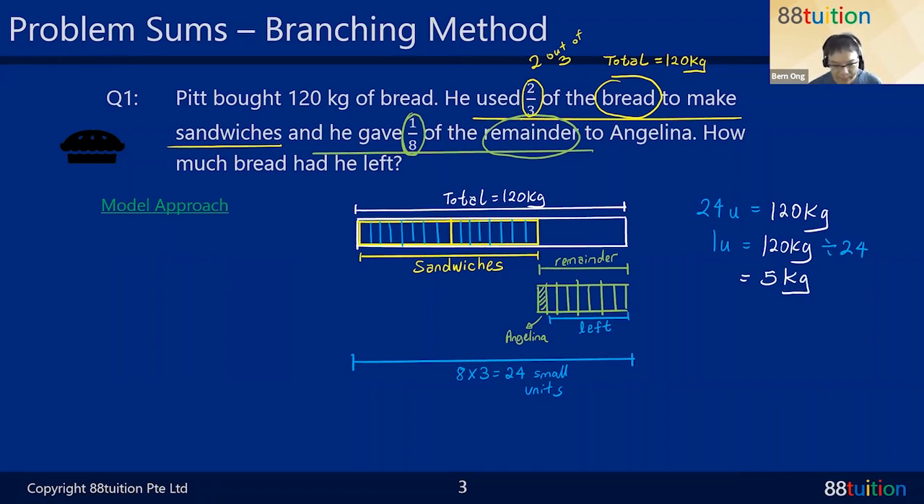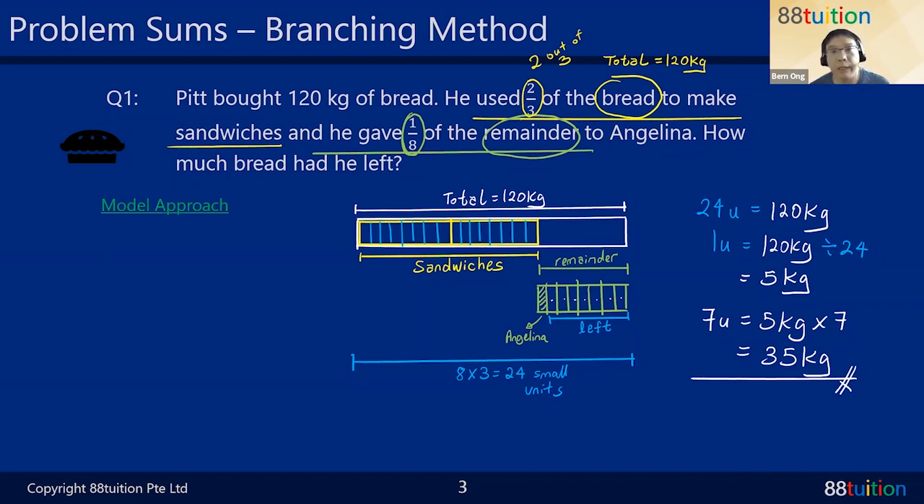How much bread had he left? So down here we have 1, 2, 3, 4, 5, 6, 7. 7 units is 5 kg times 7. And that will give you, drum roll, 35 kg. That's the answer. Is that okay?